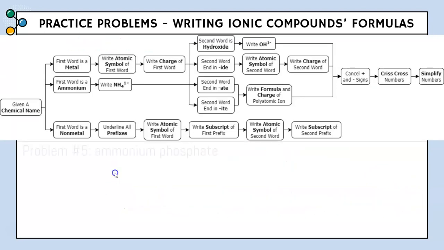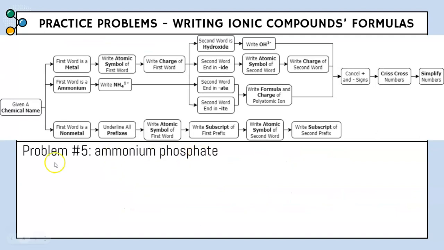And moving on to number 5, ammonium phosphate. So looking at our first word, it's ammonium, so we're going to write NH4, 1 plus. Our second word ends in ATE, so we have to take our third track, the formula and charge of the polyatomic ion. Phosphate is PO4 with a 3 minus charge. Cross the plus and minus signs out, crisscross our numbers. 1 in front of NH4 goes in front of PO4. 3 in front of PO4 goes in front of NH4.